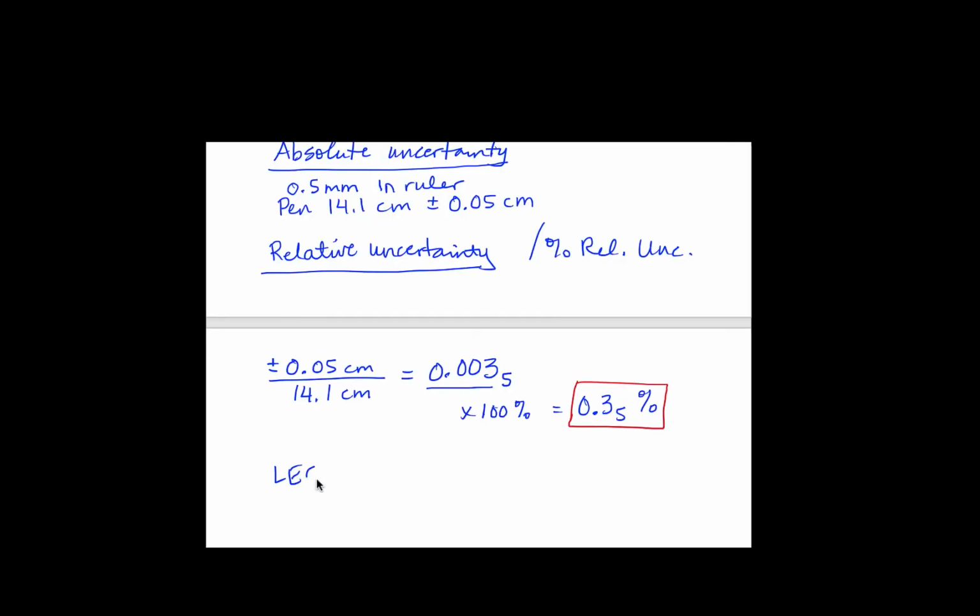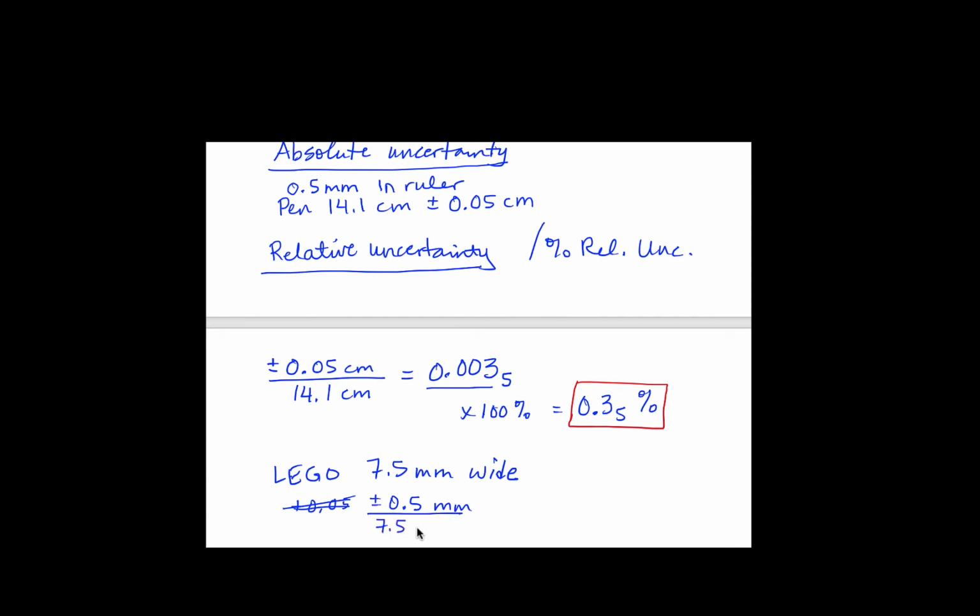It's about 7.5 millimeters wide. So I'm using the same ruler I did before. I estimated that the uncertainty was 0.05 centimeters. I guess I don't actually need centimeters. I can use millimeters here since I just said millimeters. So 0.5 millimeters is my absolute uncertainty.